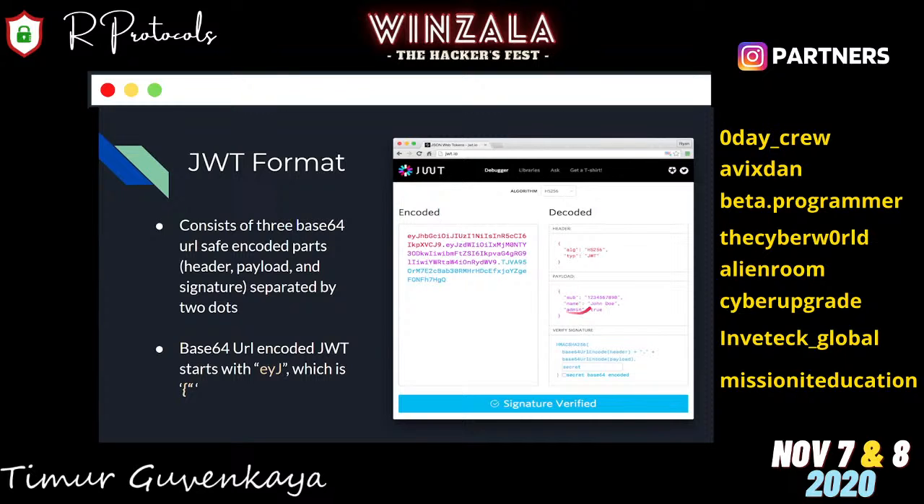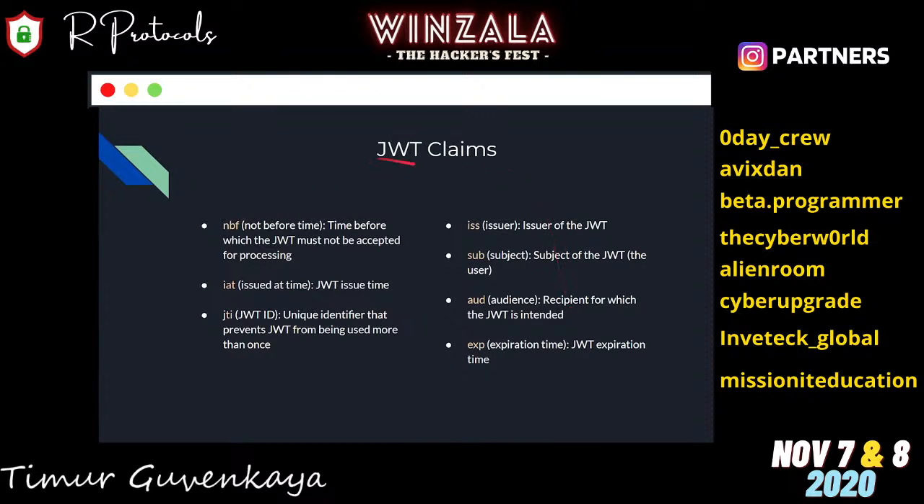Those are claims. We have 3 claims in here. Those are just pieces of information. There are reserved claims, such as sub, that are part of the JWT, and those are custom ones that we have created. Some of the reserved JWT claims are in here. You can read through them. They all have a meaning, so it might be good to read through them so that you understand what they mean when you see a token that contains one or more of them.